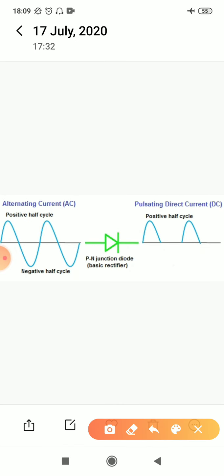Half wave rectifier means it converts only half of the cycle of alternating current into direct current. If you look at the diagram, you can see we are feeding one full cycle to the diode, but we are getting only half of the cycle as output. We are getting only the positive half cycle. That is why it is called a half wave rectifier. Let us see its action using the PN junction diode concept.